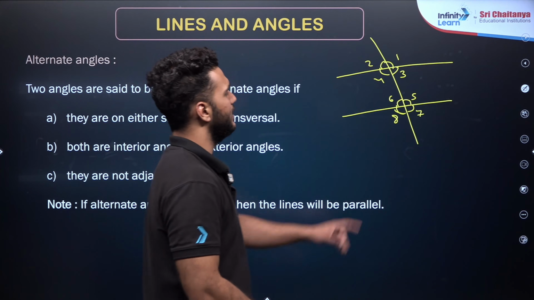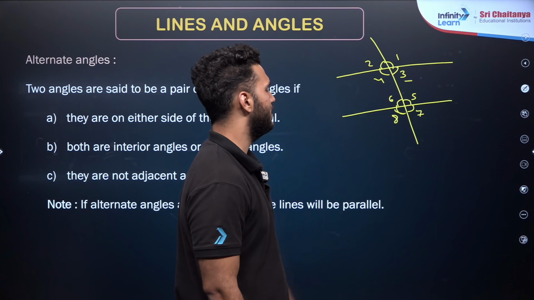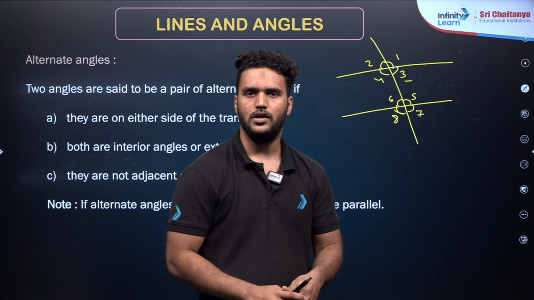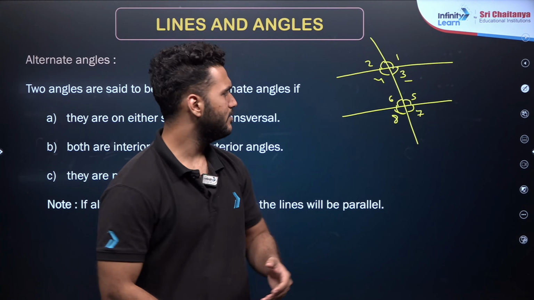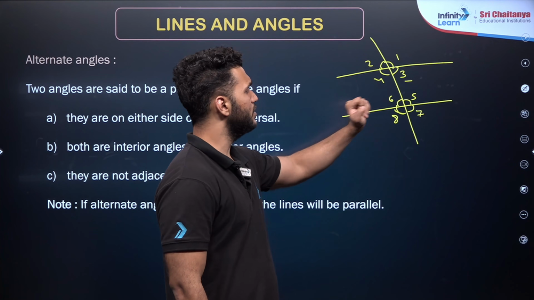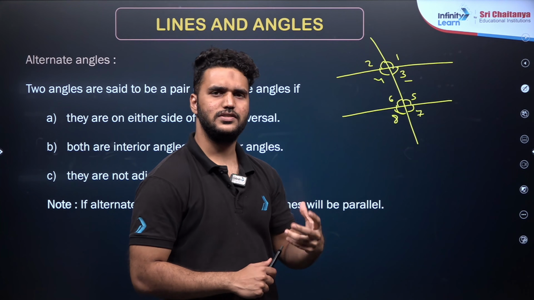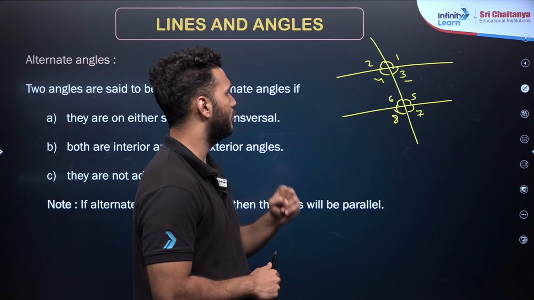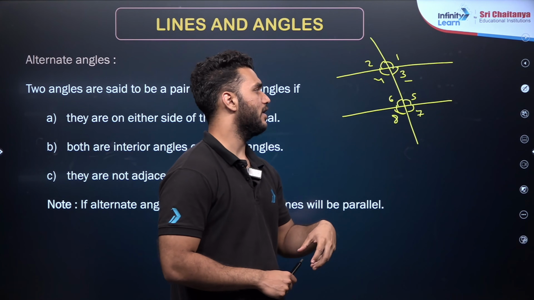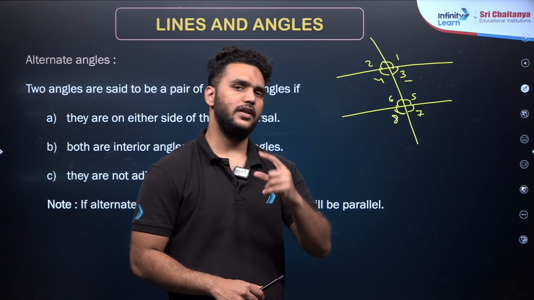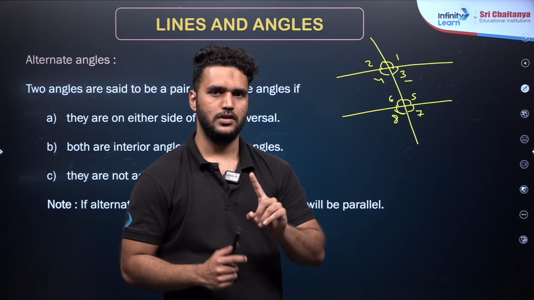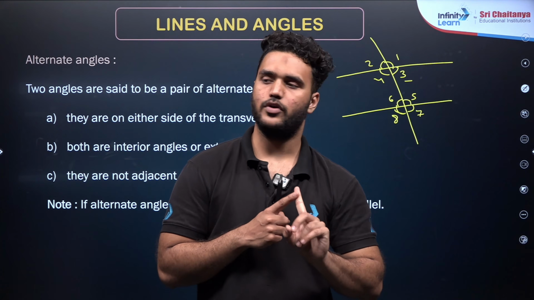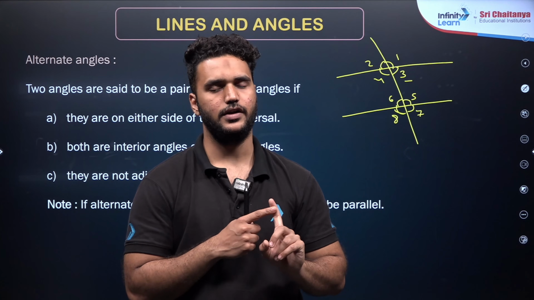Now if I take this angle 3, which angle is alternate? What are alternate angles? First understand what an alternate angle is. Alternate angles are on different sides, but they are interior angles. I am talking about only interior angles first.